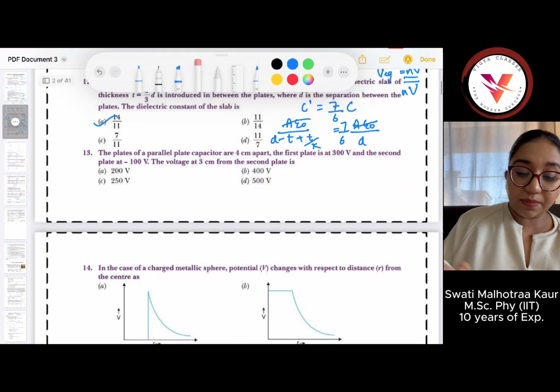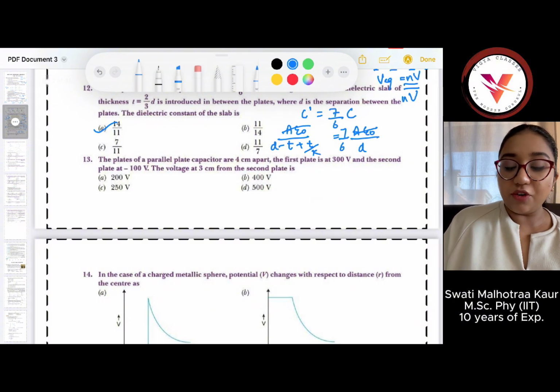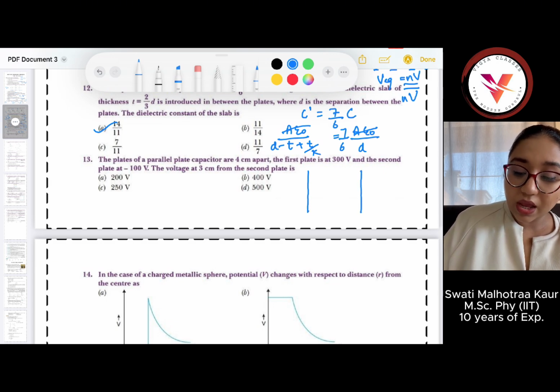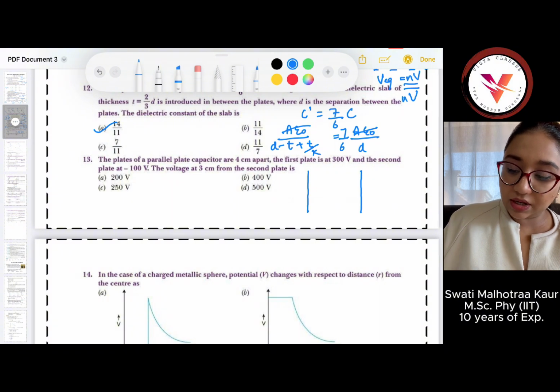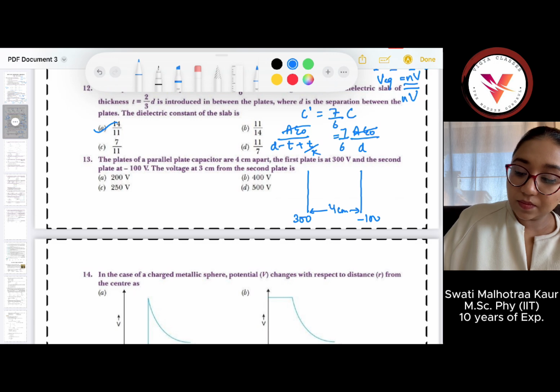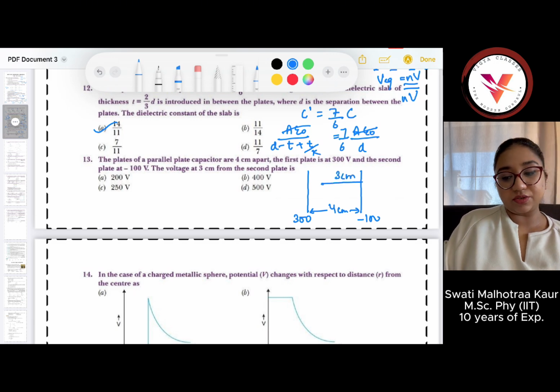Next. The plates of a parallel plate capacitor are 4 centimeter apart. The first plate is at 300 volt and the second plate is at minus 100 volt. Okay, so let's take, there are two plates and basically one is at 300, other is at minus 100 and they are separated by 4 centimeter. And we have to calculate the potential at 3 centimeter from the second plate, that is from the minus 100 plate.